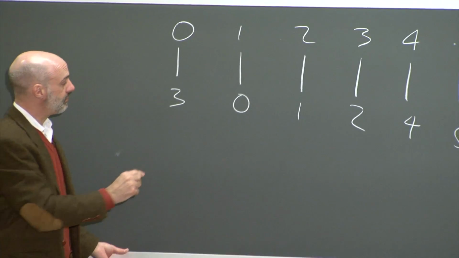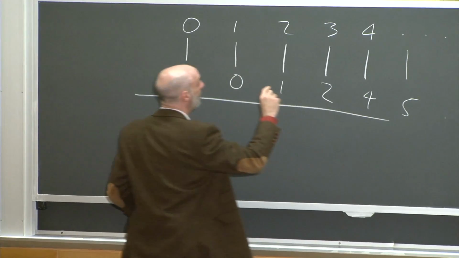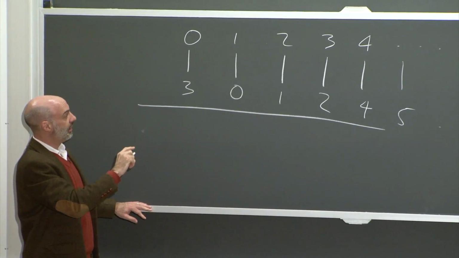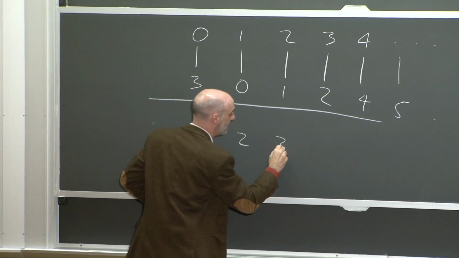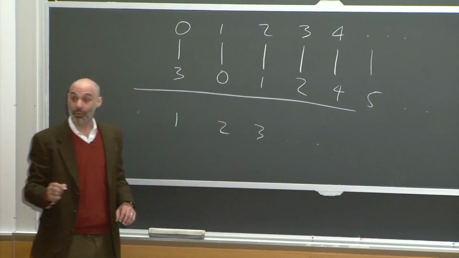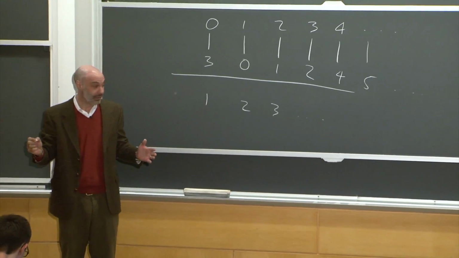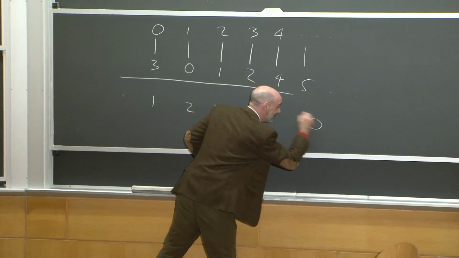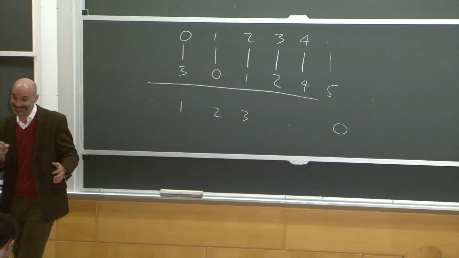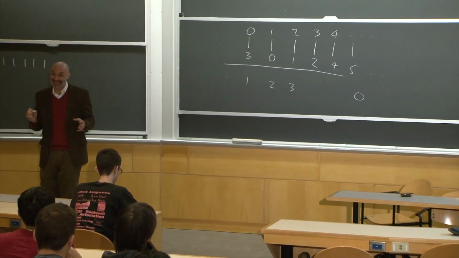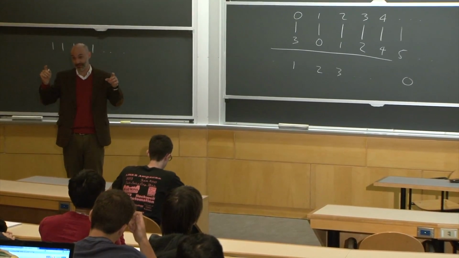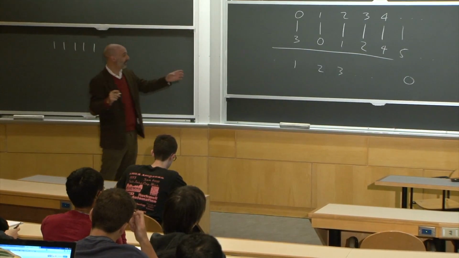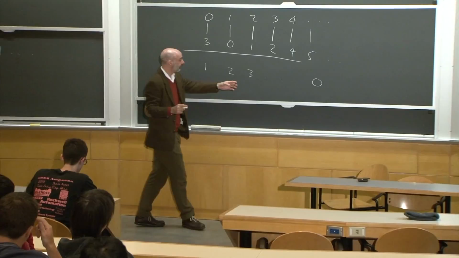Contrast that with a different way of ordering the natural numbers. Suppose that we say, OK, instead of starting with 0, we're going to start with 1. So 1 and 2 and 3 and so forth. And then what happens with 0? 0 goes at the end. So in this way of thinking of the natural numbers, there is a biggest one with respect to this weird ordering. And that one is 0.